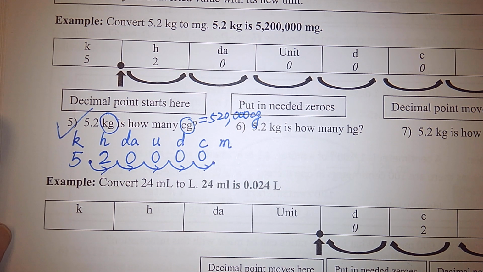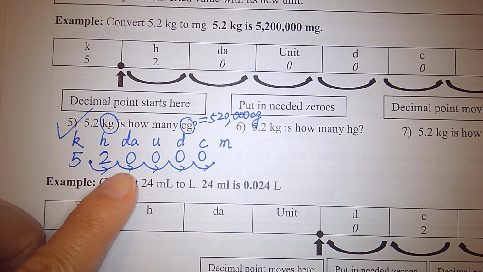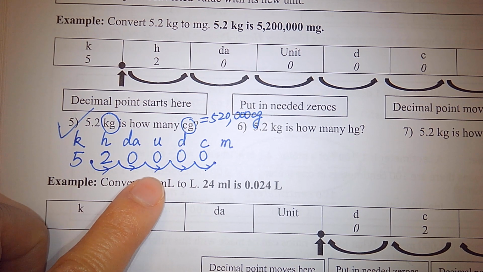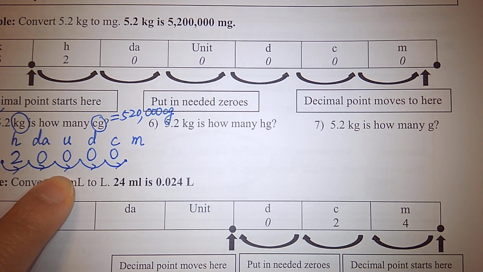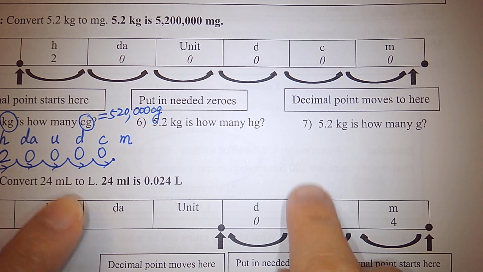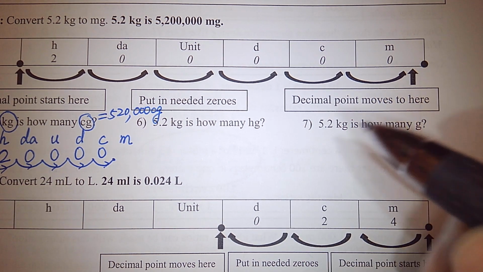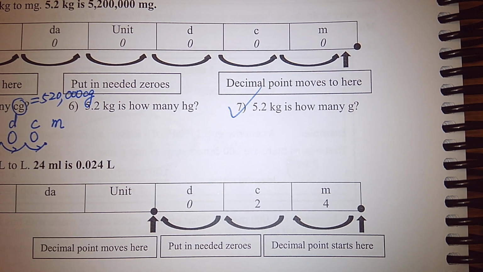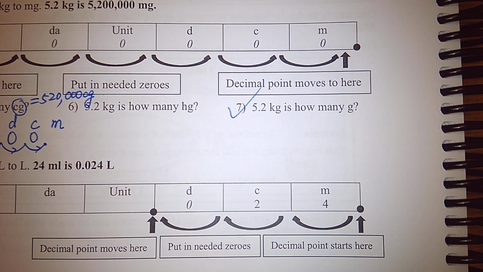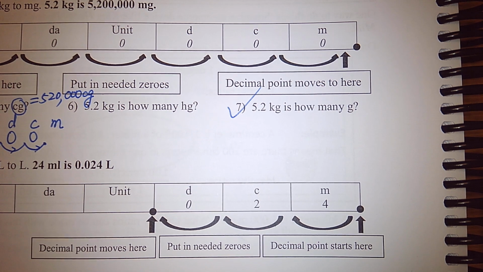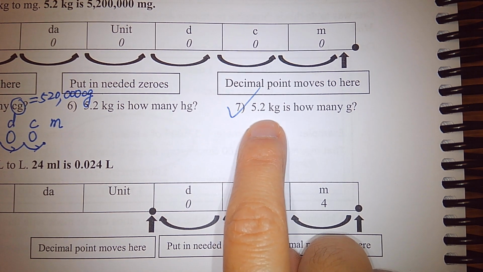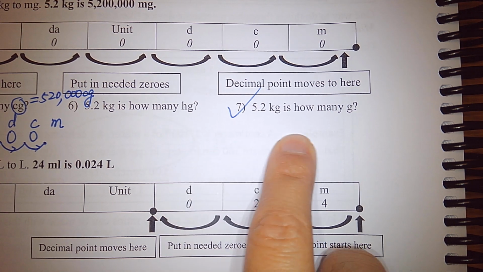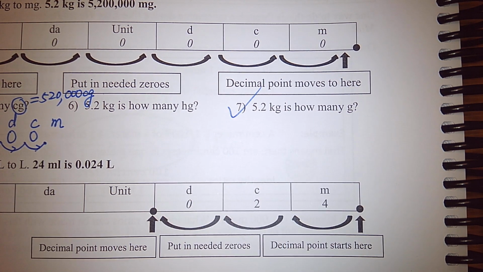Sounds good? How about we try one more, from a large unit to a small unit. How about we try number 7? Please mimic, and I will show you. You try first, I'll give you 2 minutes to try it. From KG to G. The first step is always to write down the prefixes.